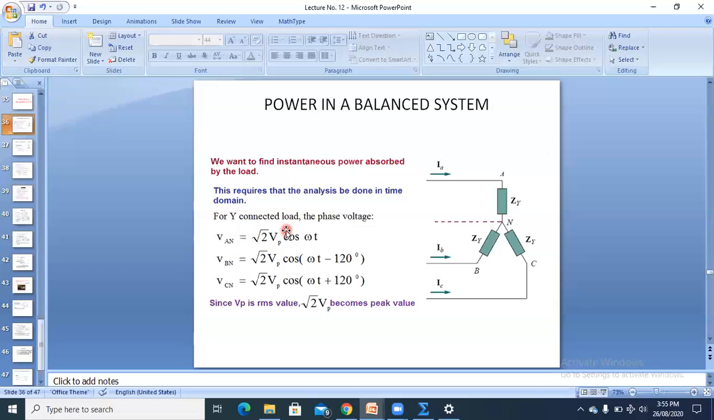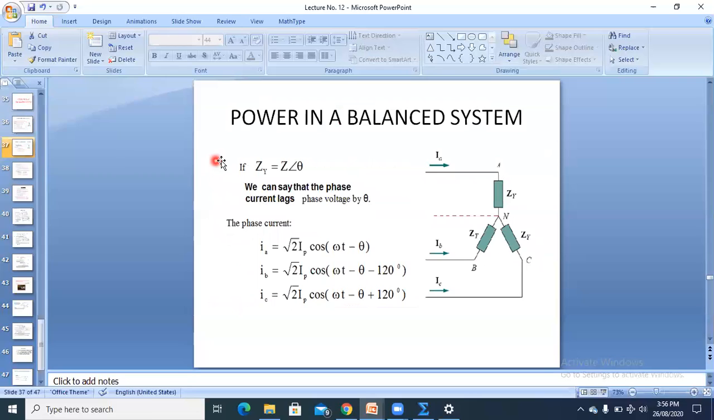So we want to find the instantaneous power absorbed by the load. This requires the analysis to be done in the time domain. So we consider a load which is a Y connected load, and in this the impedance Zy is Z at the angle of theta degrees.